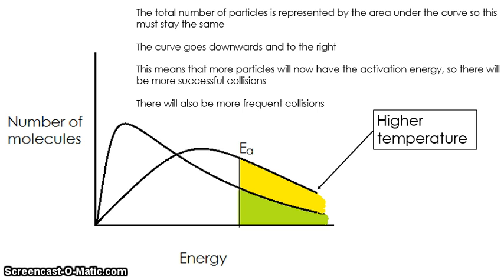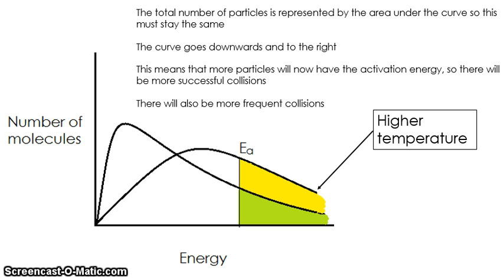And then as we've increased the temperature, when you do that, the curve goes downwards and it goes to the right. So what you see is the top of the curve for the higher temperature is lower than the original one, and it's also gone to the right. So the most probable energy, we said that that highest point was the most probable energy, is now higher than it was before.